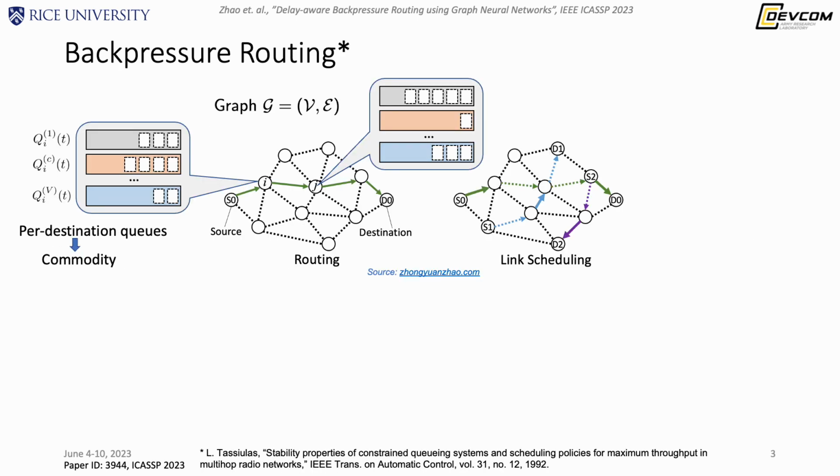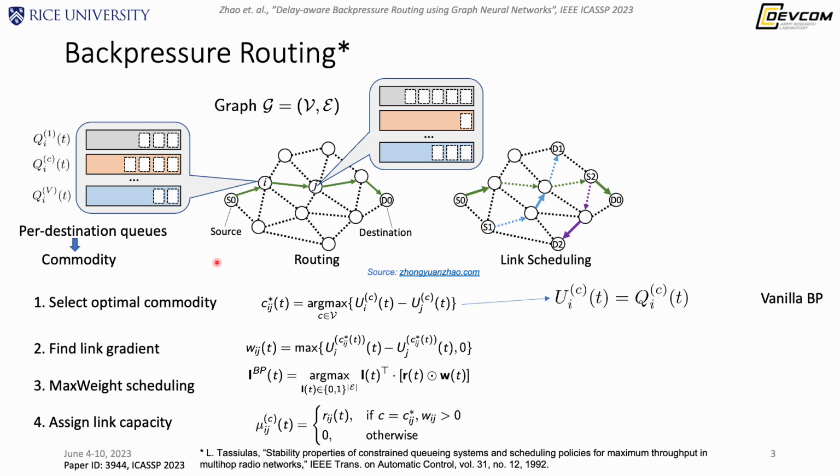In backpressure routing, a wireless network is represented by a graph, where each node is a wireless device and each edge is a wireless link. Each node will host per-destination queues. Basically, the packets in each queue are referred to as a commodity. The routing is conducted in 4 steps.